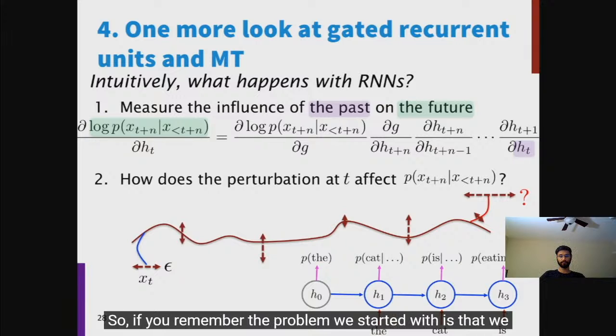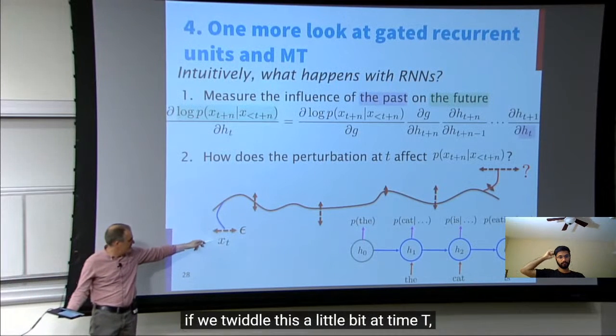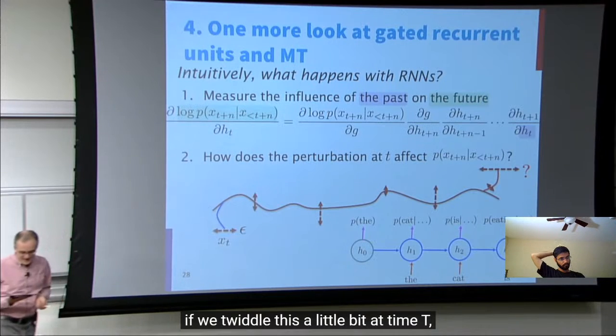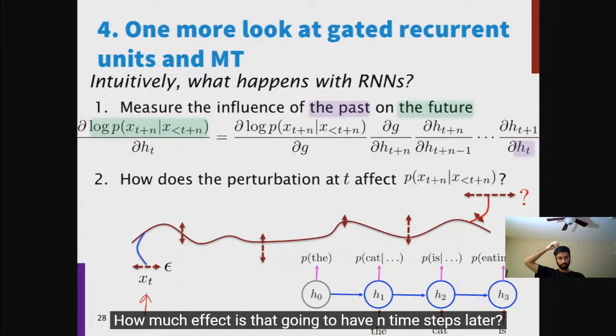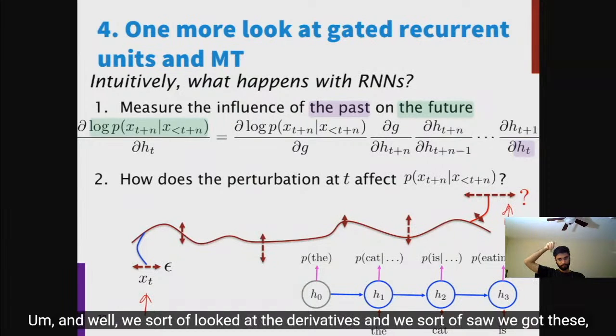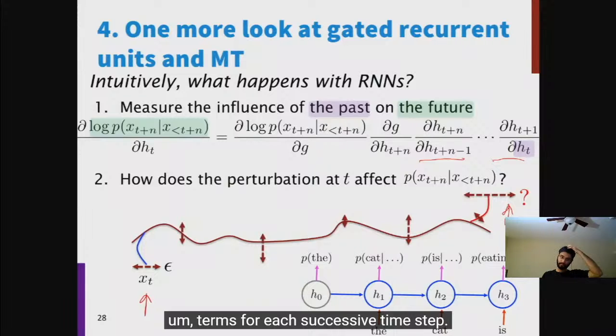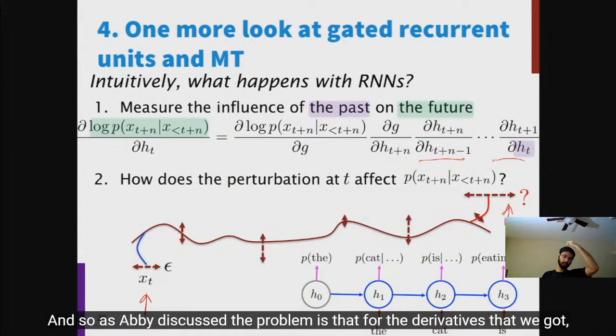So if you remember, the problem we started with is that we wanted to understand derivatives backward in time. And so the idea of that is, well, if we twiddle this a little bit at time t, how much effect is that going to have? So we make some adjustment here. How much effect is that going to have n time steps later? And, well, we looked at the derivatives, and we saw we got these terms for each successive time step.